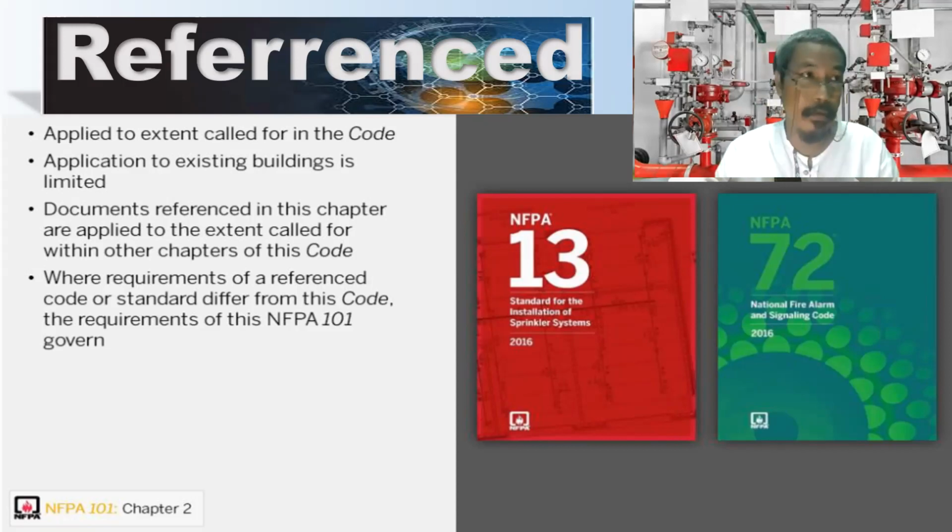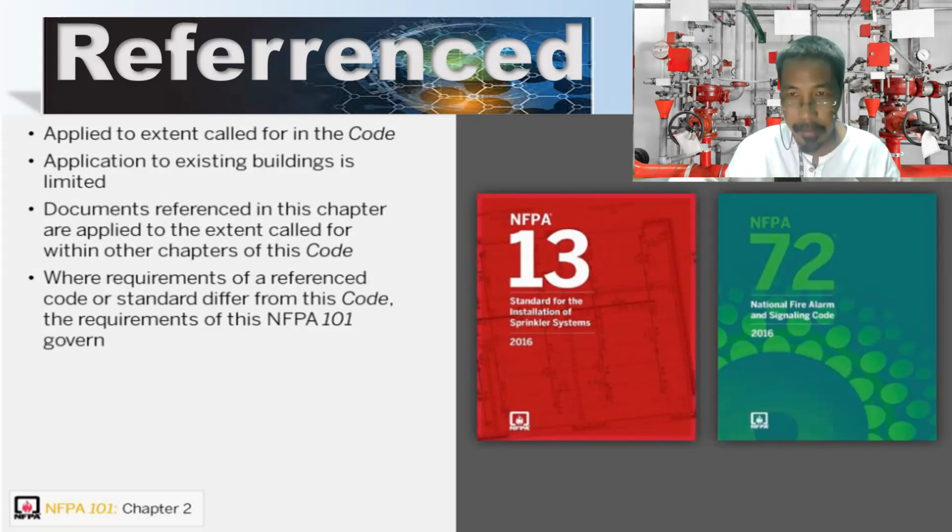Because you are looking for equivalency, you may be looking for other equipment, for example, sprinklers, or other devices, for example, fire alarm devices. So since you have the motivation to look for equivalent systems, you may encounter different code requirements for the same situation. Again, in this case, we have to apply the Life Safety Code, NFPA 101, applied to the extent called for in the code.